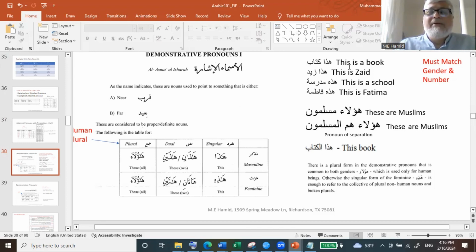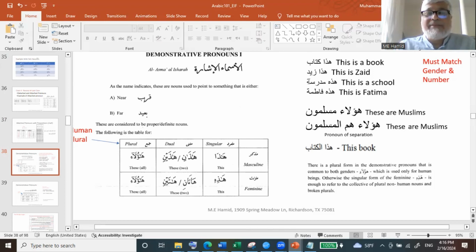Look at an example: if I say haza kitabun, this is a book. Kitab, obviously, is masculine gender. That's why we could point at it with haza. Or haza zaid, this is Zaid. Zaid has to be a masculine name, so we can write haza zaid. Hazihi madrasatun, this is a school.